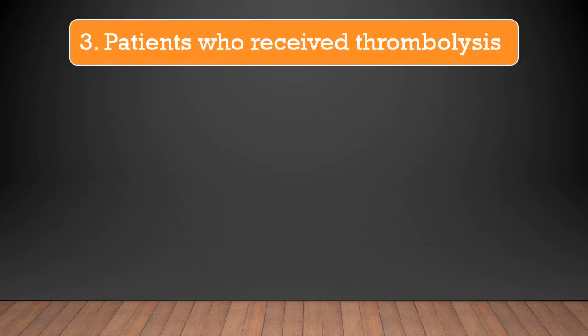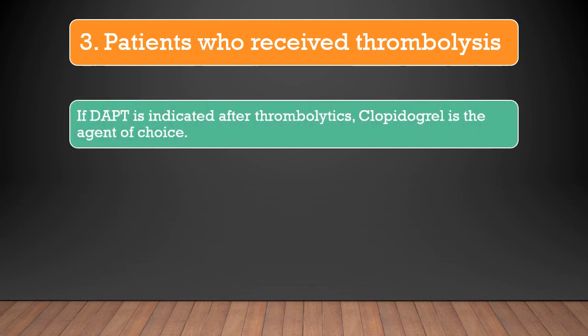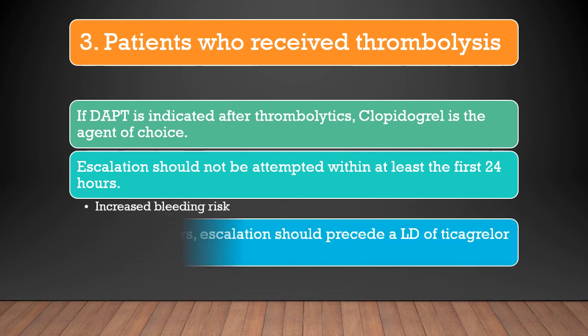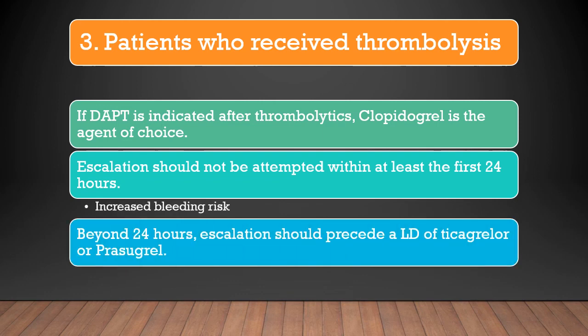Patients who received thrombolytics. If dual antiplatelet therapy is indicated after thrombolytics, clopidogrel is the agent of choice as per the guidelines. Escalation should not be attempted within at least the first 24 hours because of an increased risk of bleeding. Beyond 24 hours, escalation should proceed with a loading dose of ticagrelor or prasugrel.